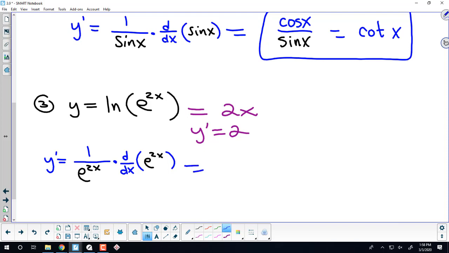So the derivative of e to the 2x is what? 2x? Say that again. 2 times. 2x? No. Just 2e to the 2x. Remember, e to the power times the derivative of the power. The derivative of 2x is 2, all over e to the 2x. Okay. Once we simplify that, we see that it's equal to 2.